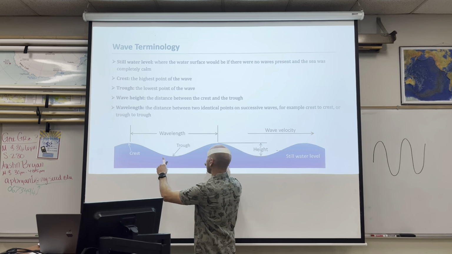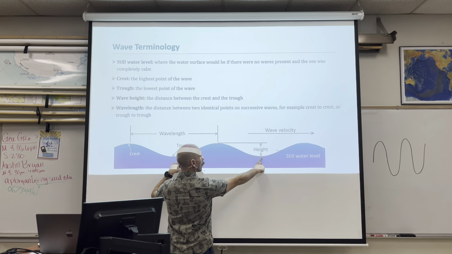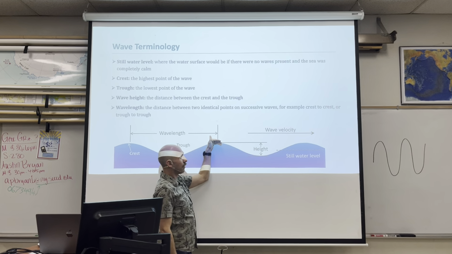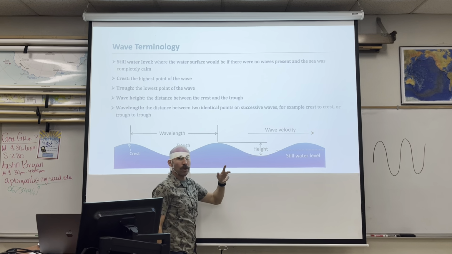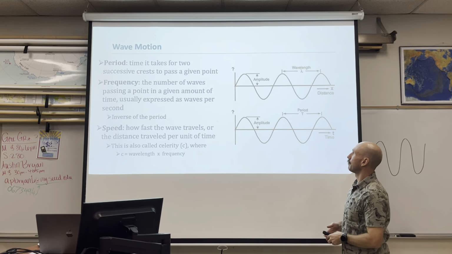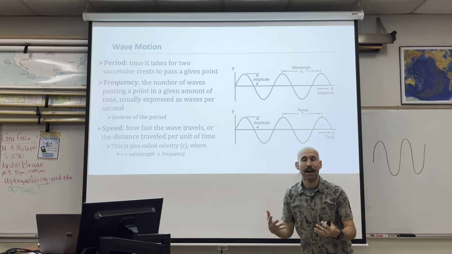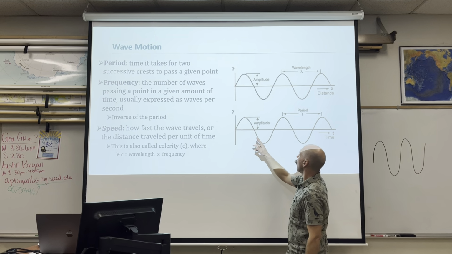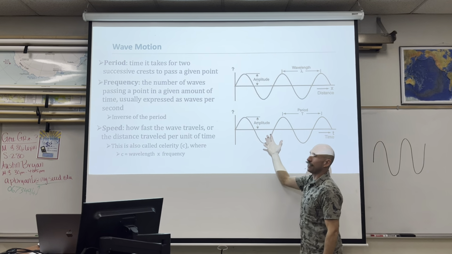The distance between two successive crests or two successive troughs is the wavelength, and the difference between the crest and the trough is known as the wave height. All important for understanding waves. As waves travel, they have a speed. How fast are they going? And we can measure this speed by saying, well, how long is the wavelength? And what is the frequency?